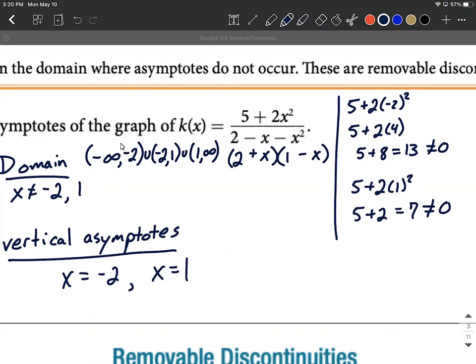Hope this helps clear it up. Next up, we'll be talking about when we actually do get removable discontinuities, and how to locate those a little bit more.